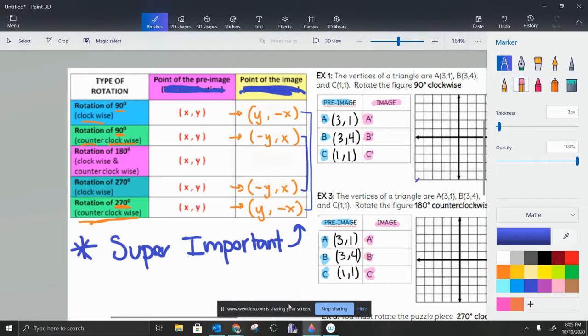The last rotation we have is a rotation of 180 degrees. And this one is unique because it doesn't matter which direction we go, we're going to create the exact same rotation image. (x, y) changes to (-x, -y). So in this case, we don't flip the order of the numbers. We just change the sign of the numbers.